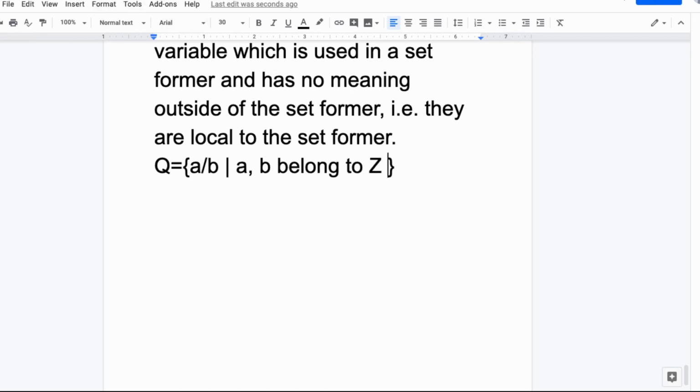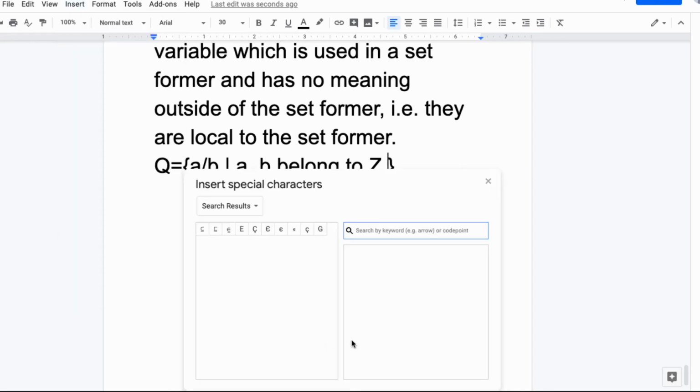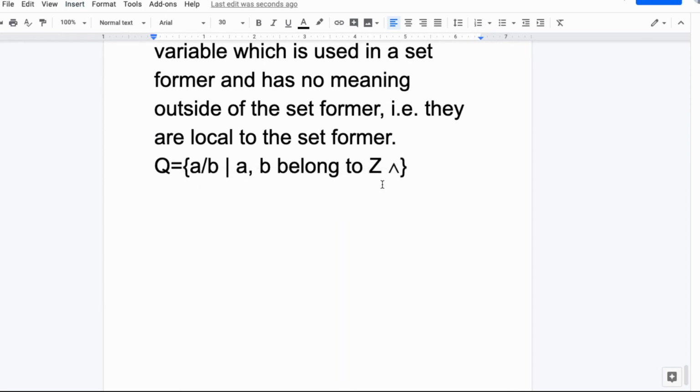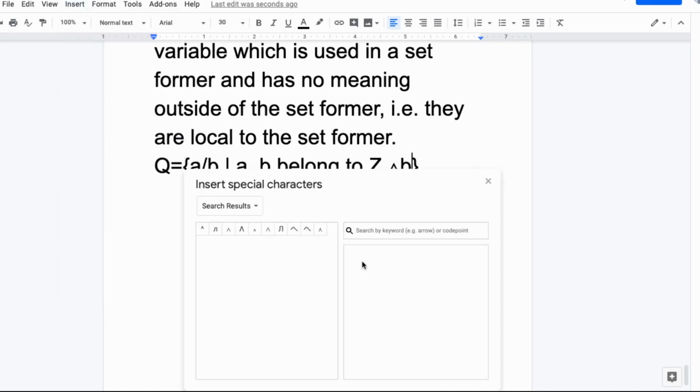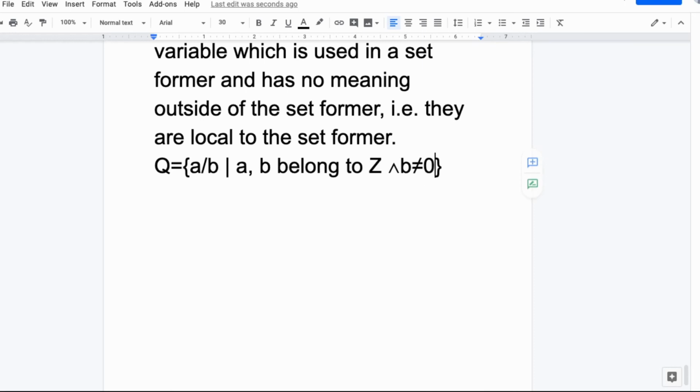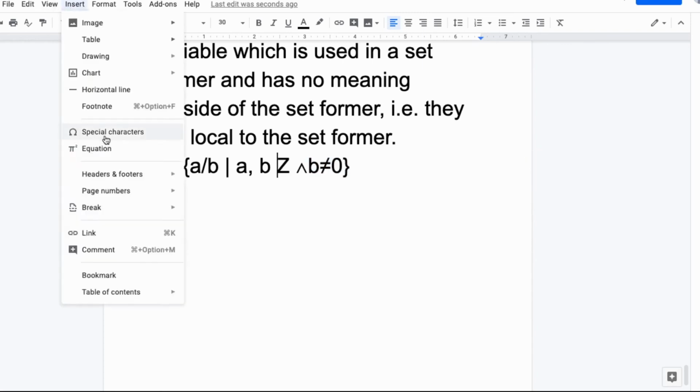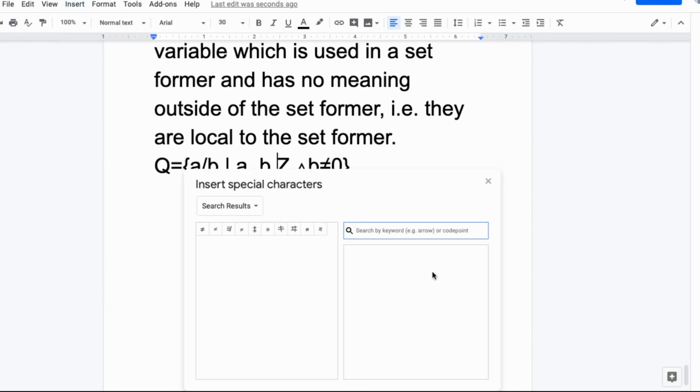So let's make it the proper way, with special characters. The way you should do "and" is to use this symbol. And B is not equal to zero. Perfect. And belongs to Z. Let me also replace it over here with proper characters.